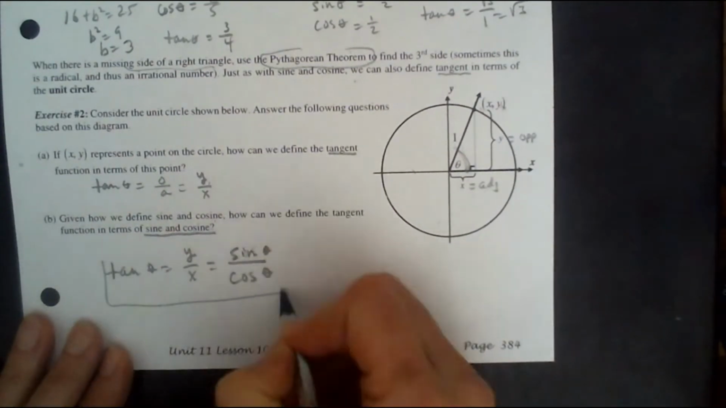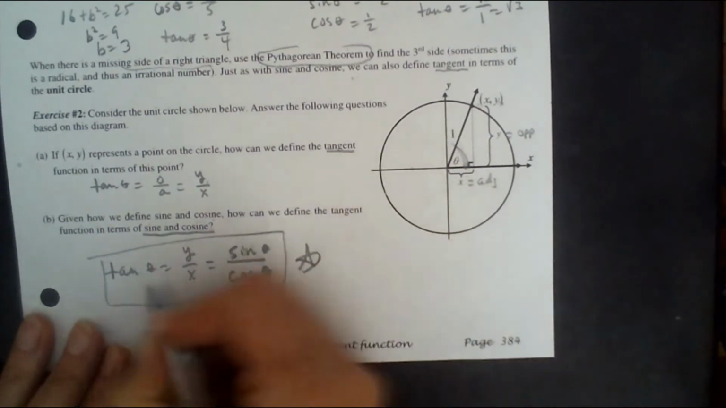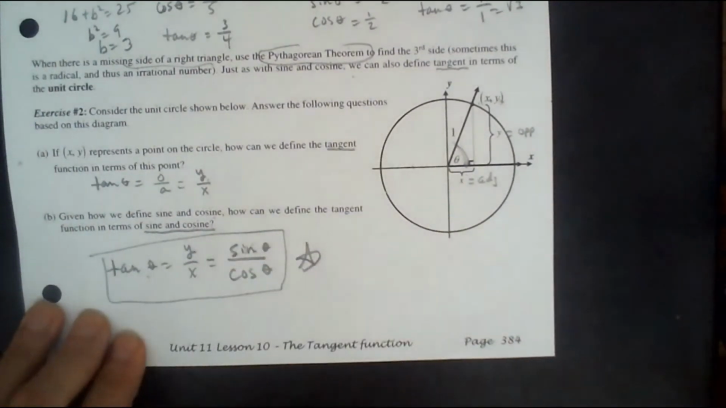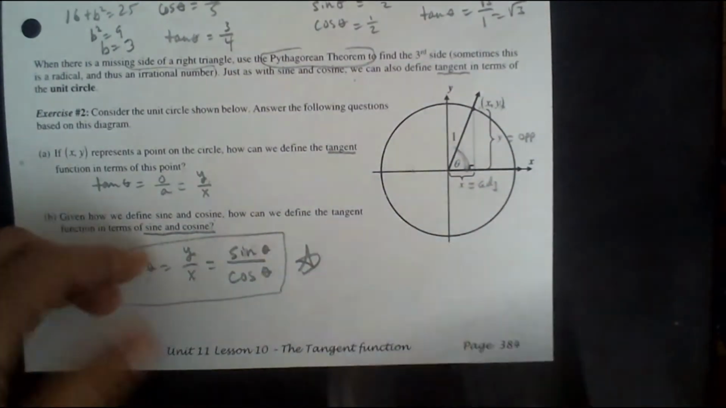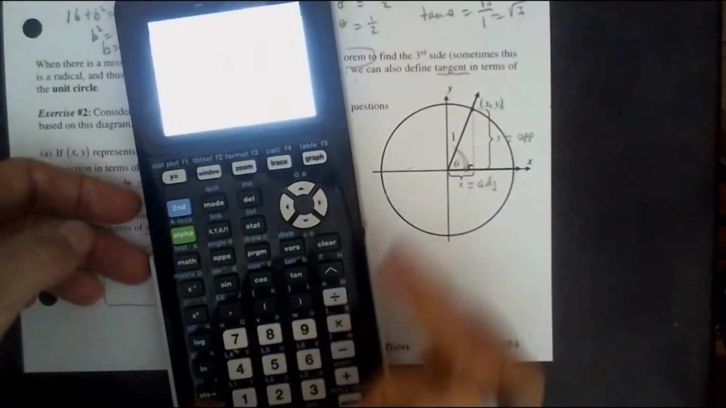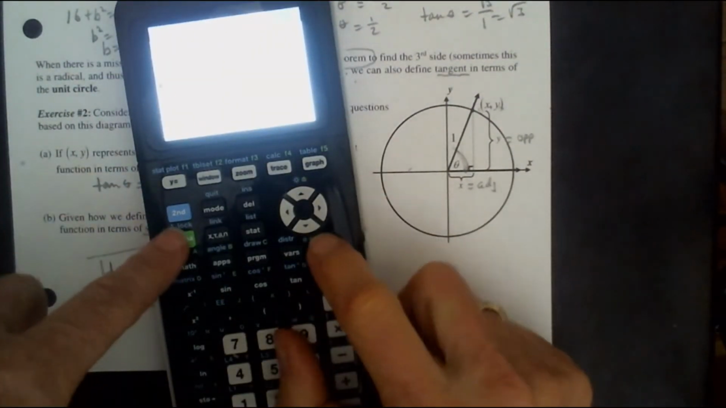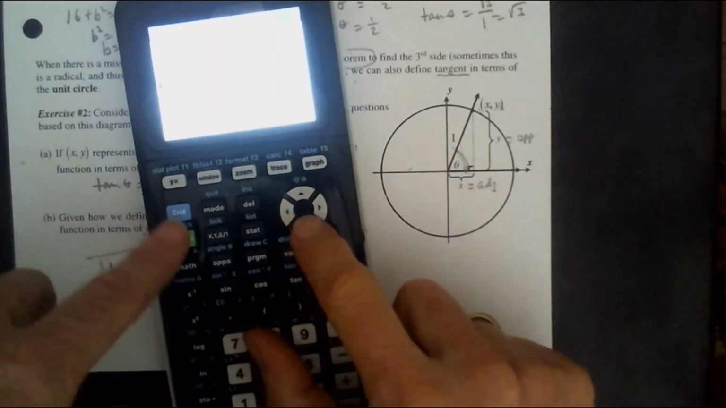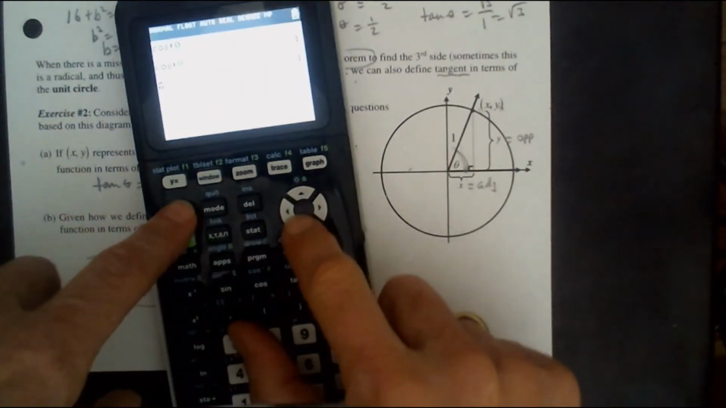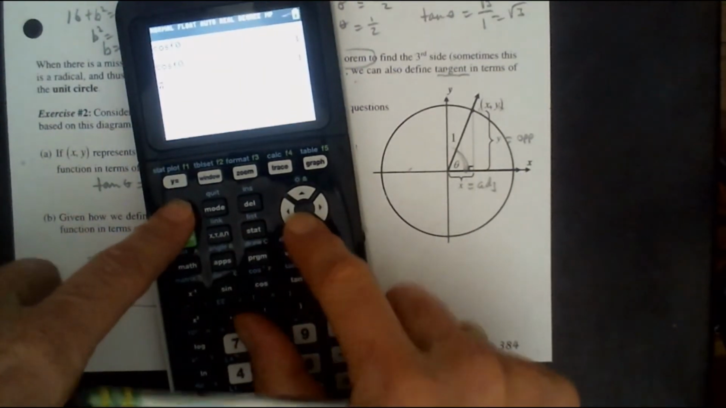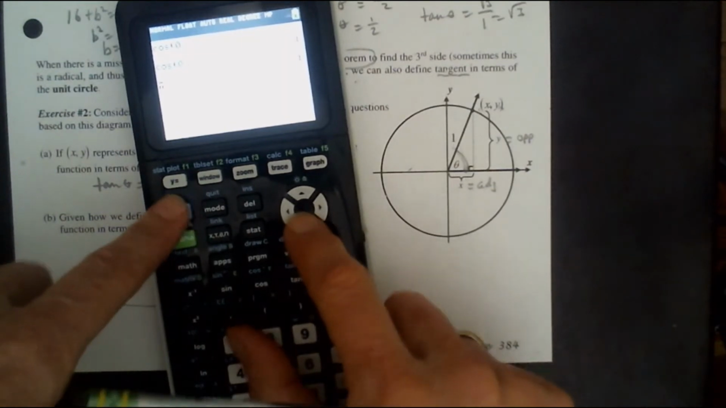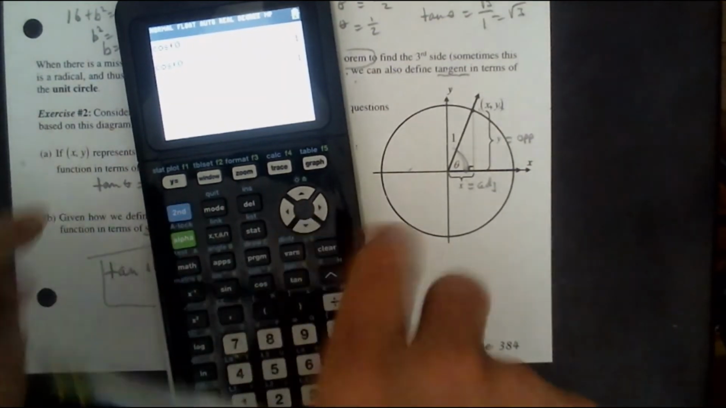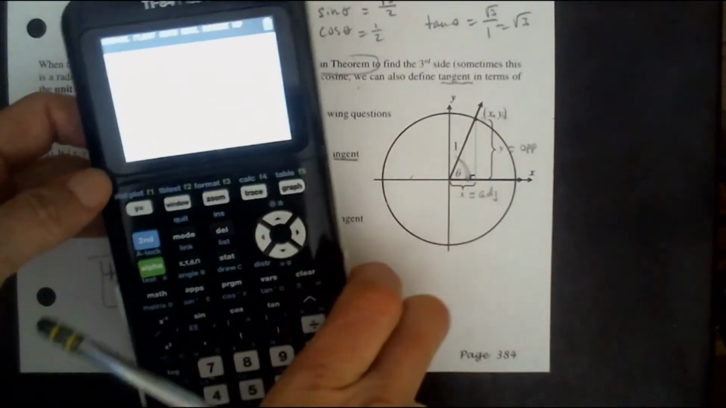So this one is kind of important that you know that the tangent of any angle, and you can try that on your calculator if you want. If we could actually see my calculator. I wonder if I turned it down a little bit. Turn the brightness down, maybe.